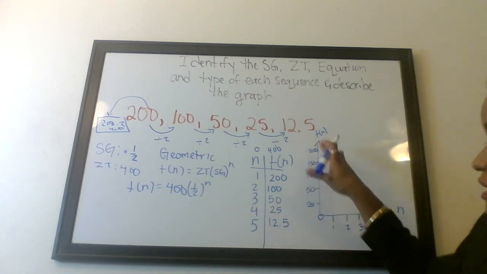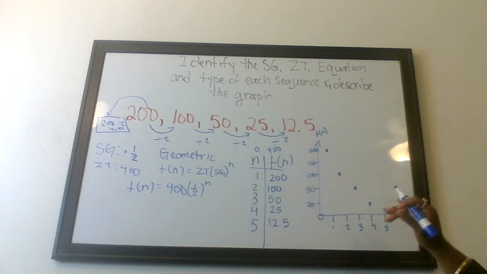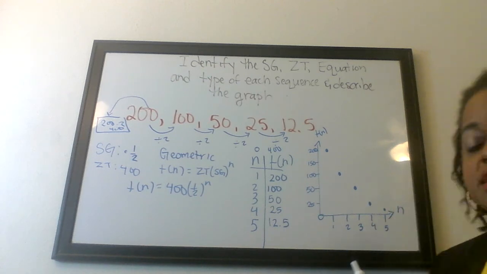middle. And if we kept going, it would keep going down and down and down, and it would just hover around that n axis. It's decreasing.